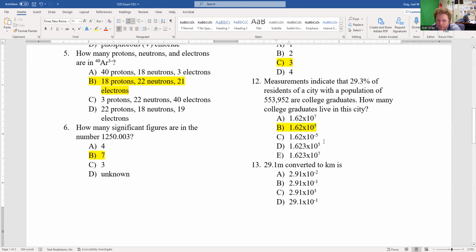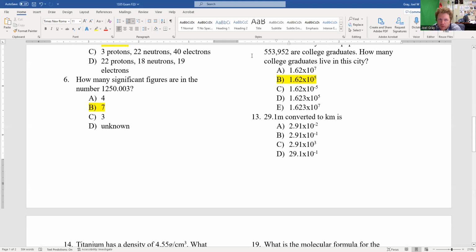Next up is 29.1 meters converted to kilometers. So 29.1 meters, well, there are 1,000 meters in 1 kilometer. So effectively what we could do is say 29.1 divided by 1,000 in order to answer that question.